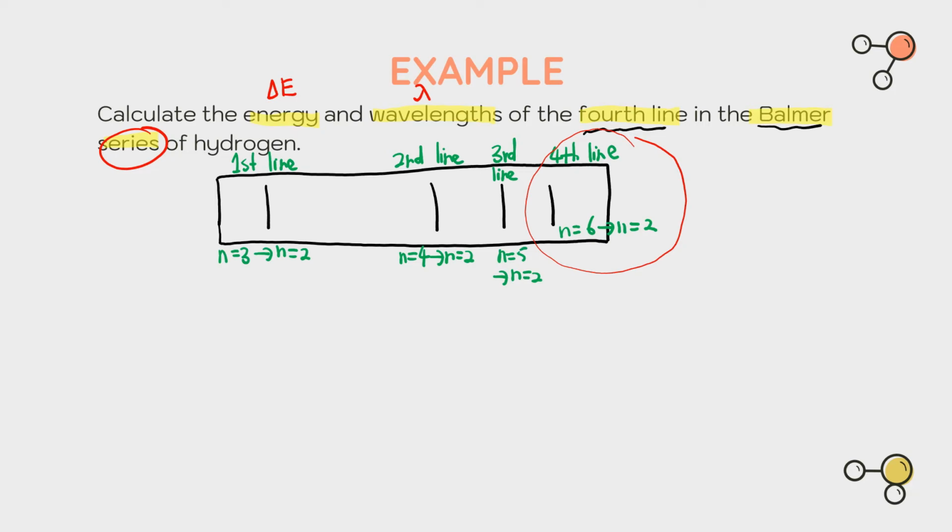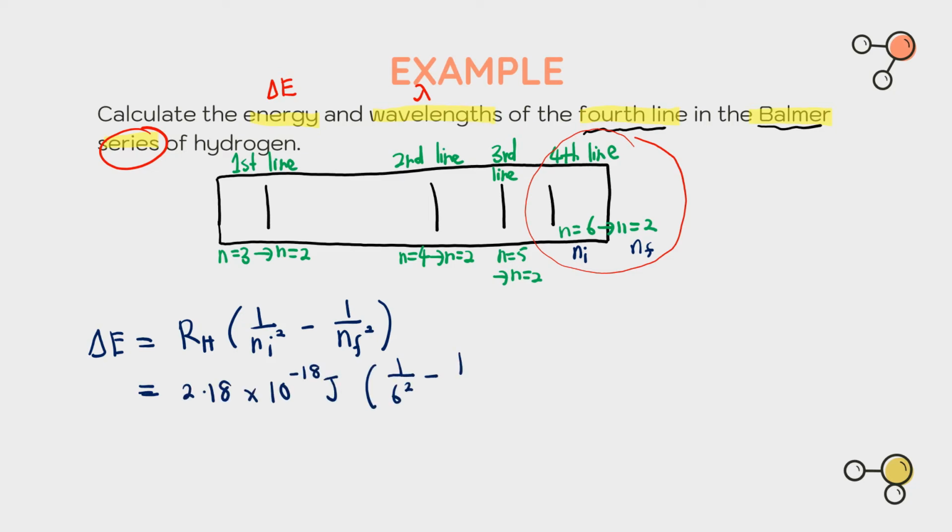To find the delta E, you have to use this formula. The fourth line involves the electronic transition from N6 to N2. So N6 will be Ni and N2 will be Nf. From the calculation, we get the value of the delta E in negative. This is consistent with the concept of emission, that is, energy will be released as the electron falls back to the lower energy level. And to indicate that emission is a process that releases energy, the sign of the energy will be negative.